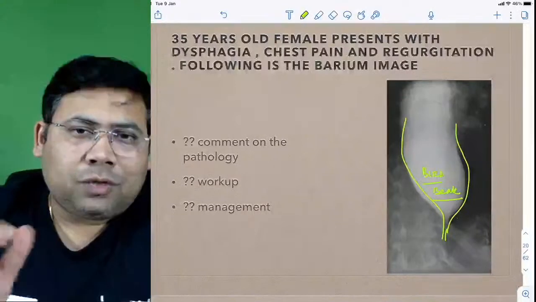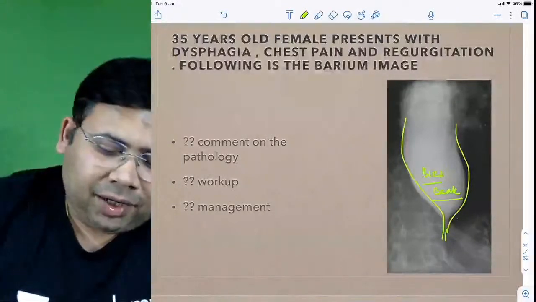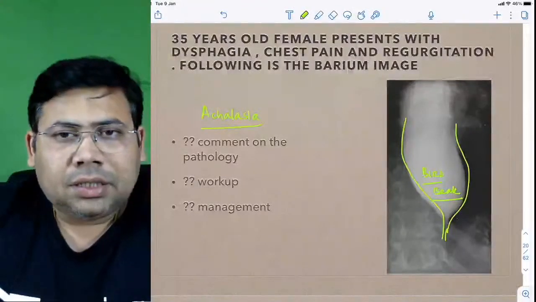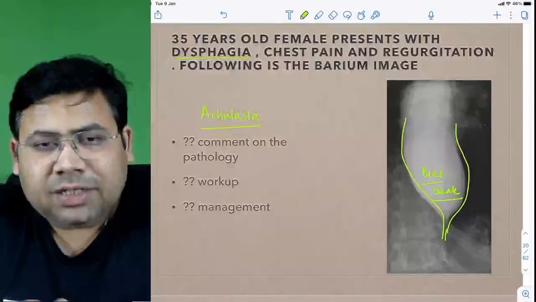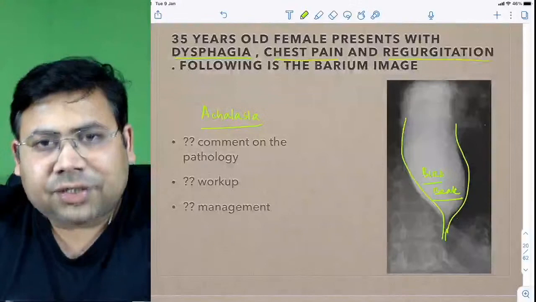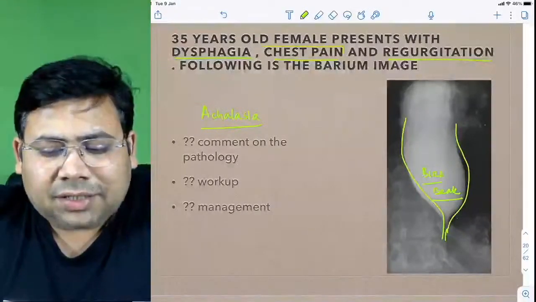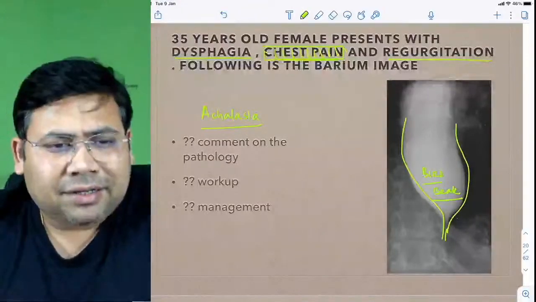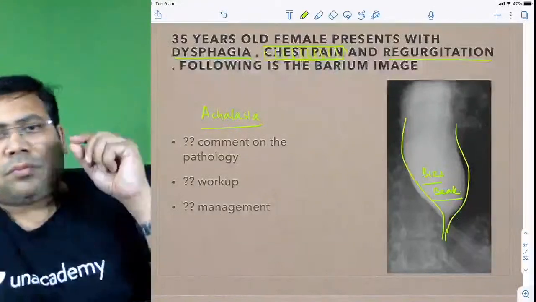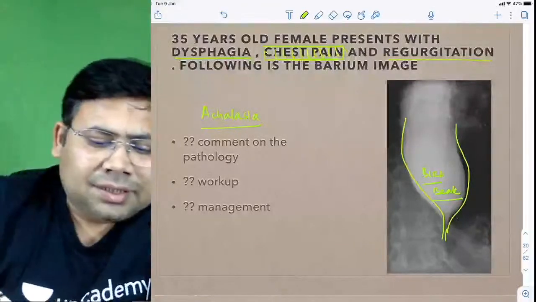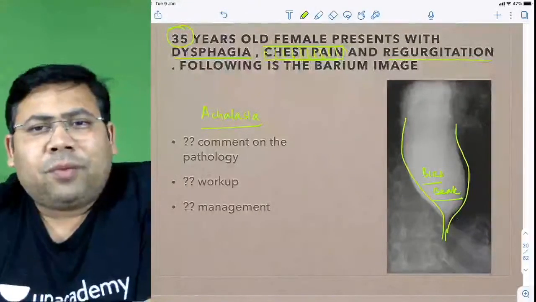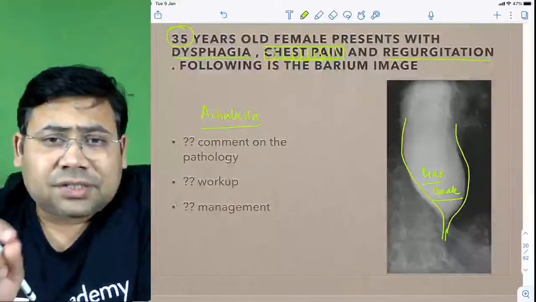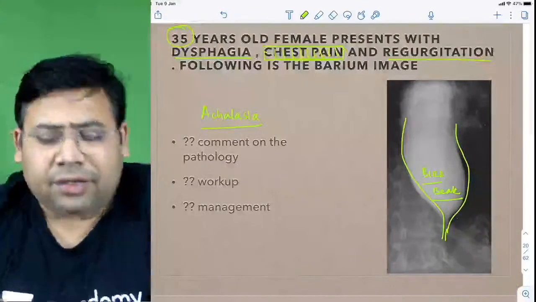But say, how do you diagnose this as achalasia? I made it very easy, but I will discuss 2-3 important things here. A patient presenting to you with dysphagia, chest pain and regurgitation. First of all, try to understand this complaint of chest pain. It is seldom seen in achalasia, but let us take it. Then third is the age. A 35-year-old female presenting with dysphagia and regurgitation with the following barium. This is consistent with achalasia. I totally agree.